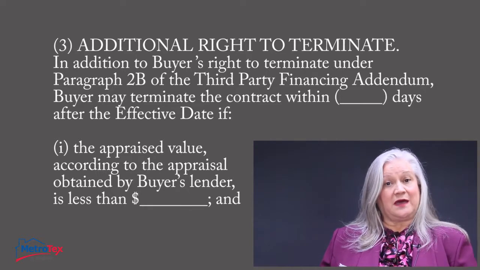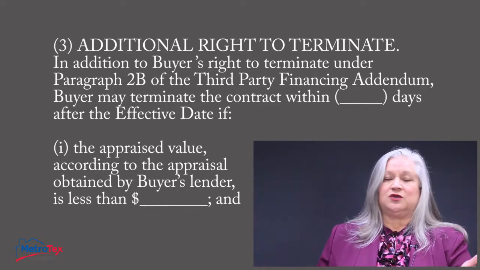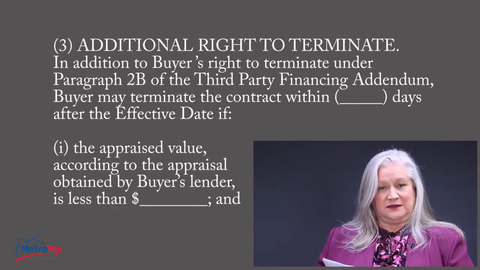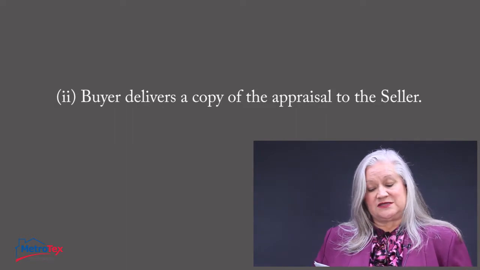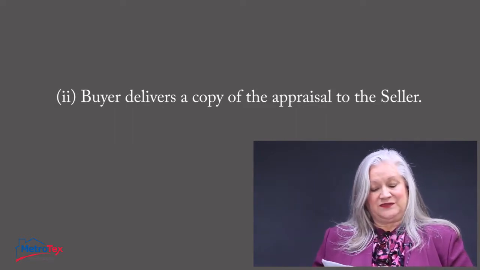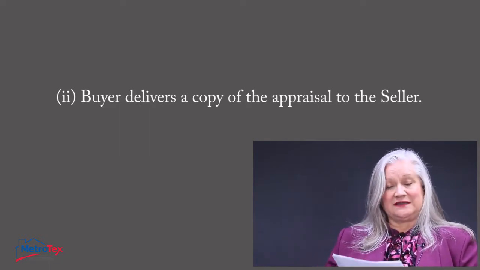So this gives you a cap. That cap can be anything. It could be $400,000 like you offered. It could be anything below. But you are going to put a monetary number on there. It also says that, as part of this termination option, the buyer will deliver a copy of the appraisal to the seller.